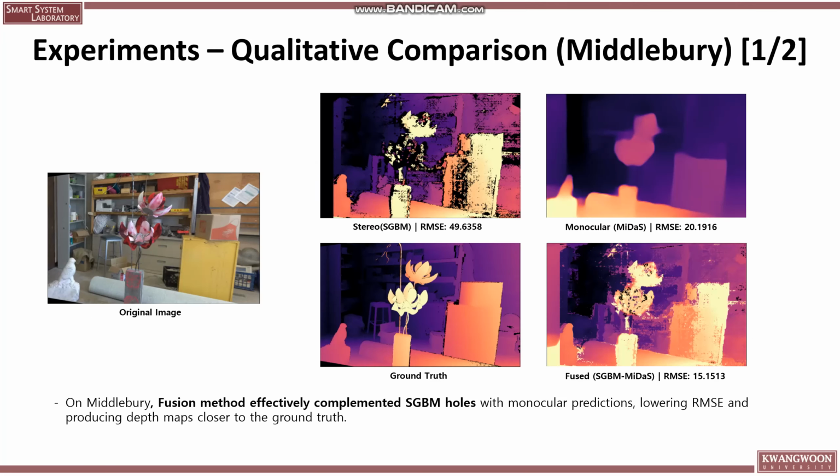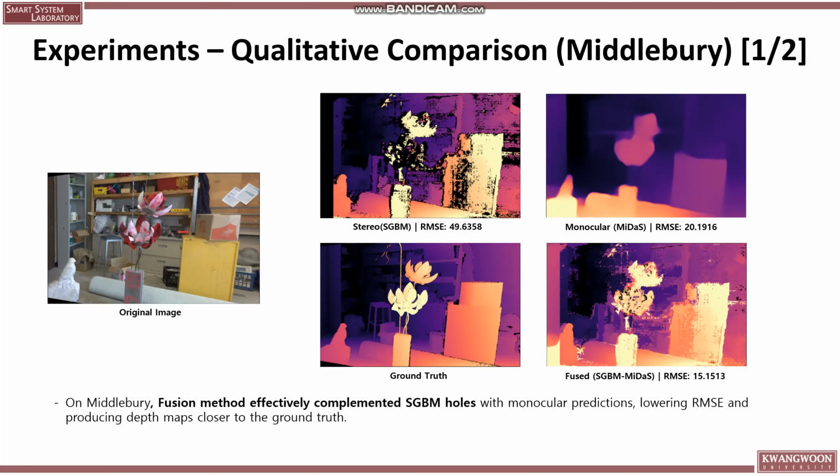Now, I will show you our result on the Middlebury dataset. This is the representative success case. If you look at the stereo SGBM result, you can see it captures the structure of the flower well, but it has large holes and a high RMSE.